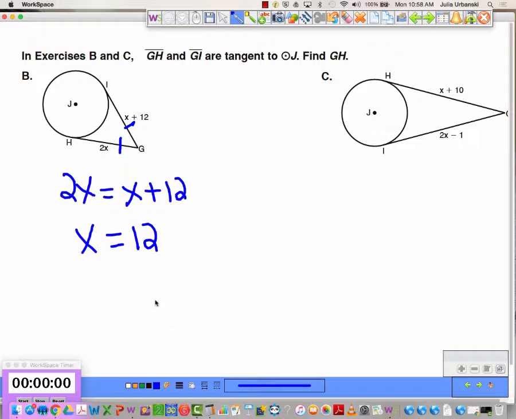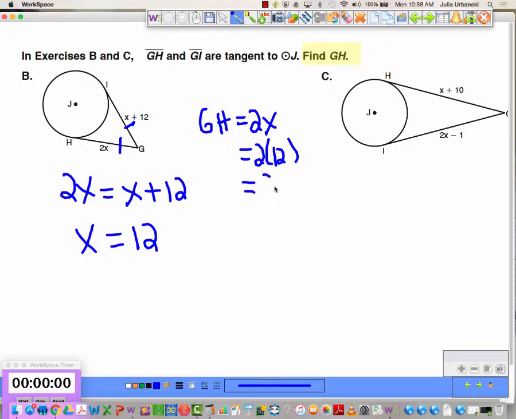Good work. Do you get points? No. What's the question? Good. You're not going to get any test points if you don't answer the test question. The question is GH. So we go right here back to GH. That's 2x. So GH equals 2x, which equals 2 times 12, which equals 24. And that's how you'll get the full credit.